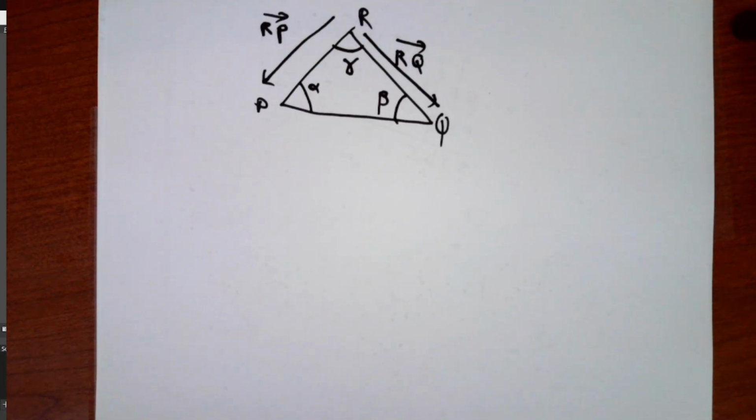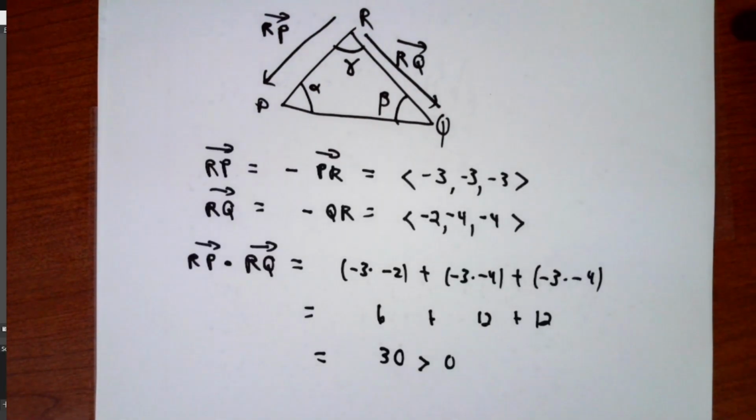To find out about angle gamma, I need to know the vector from R to P, and also the vector from R to Q. On the other hand, we already know the vector from P to R, so this one will be the negative of that. We already know the vector from Q to R, so the vector from R to Q will be the negative of that. The dot product comes up positive, which tells me that angle gamma is acute, as again we knew it was going to be.